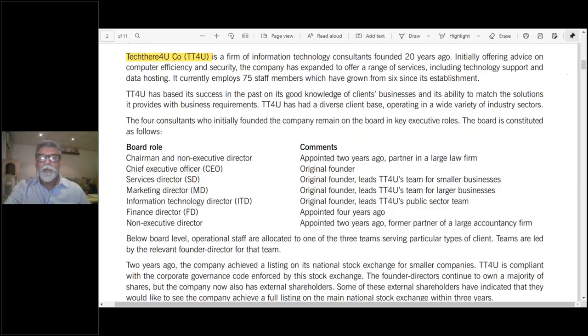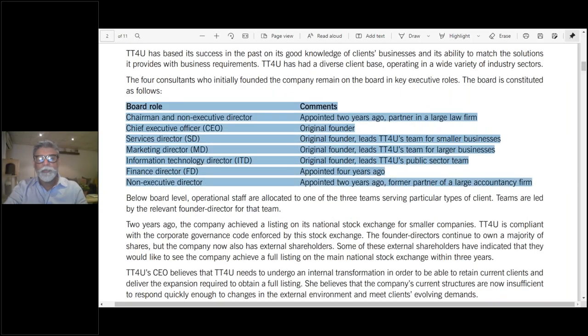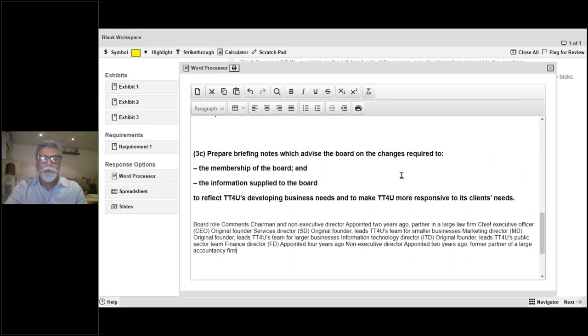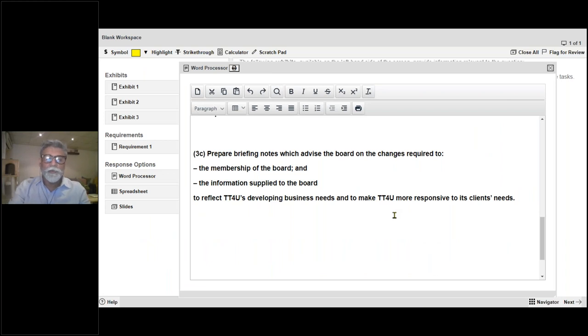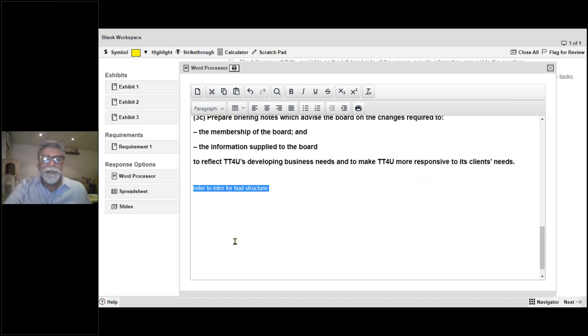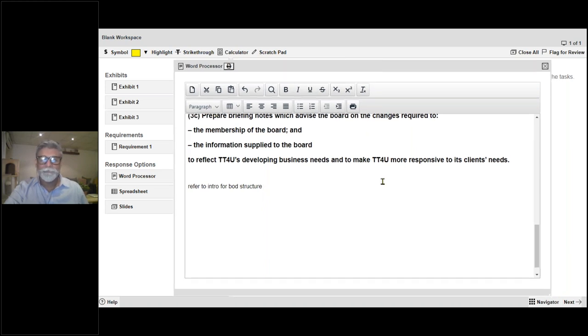3C. Now it's difficult for me to copy, right? If I press Control C and paste it, I'm sure the formatting will mess up. So I will not do anything. I will just write here, refer to intro for your structure. This will remind me that when I am drafting this question, I've mentioned a small note here, which I will delete later on, that refer to intro for the board of director structure. Is that okay? Simple. Please do it. You also type like this. Okay.